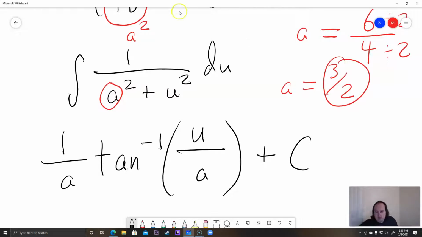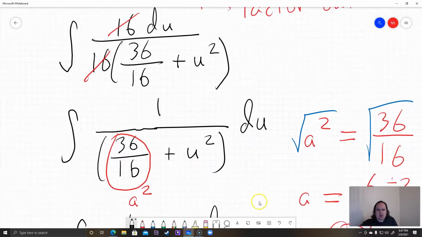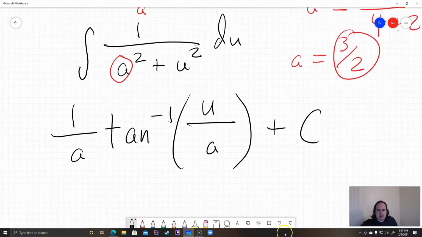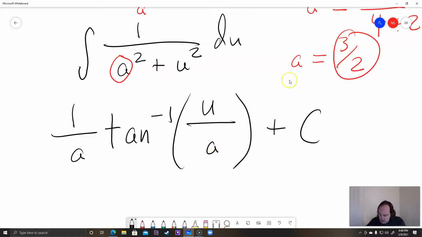Now in this problem, the original variable was actually u. So we didn't even have to do any kind of substitution there. So we're just going to leave it in terms of u. However, we do need to plug back in what a was. So remember, we decided that a was 3/2. So instead of writing a here, we're going to go ahead and write 3/2 instead.